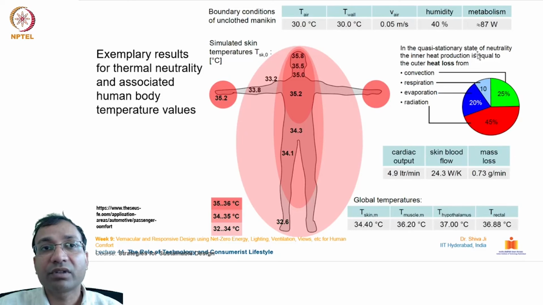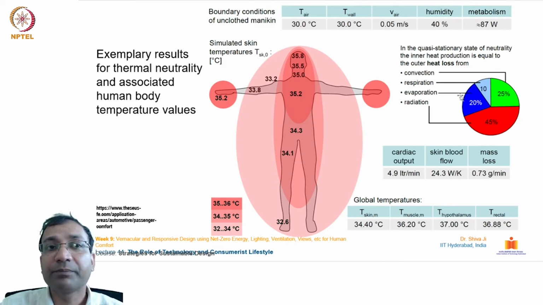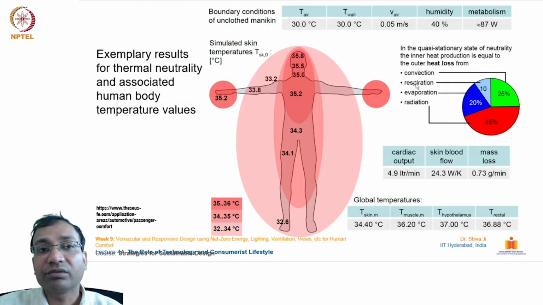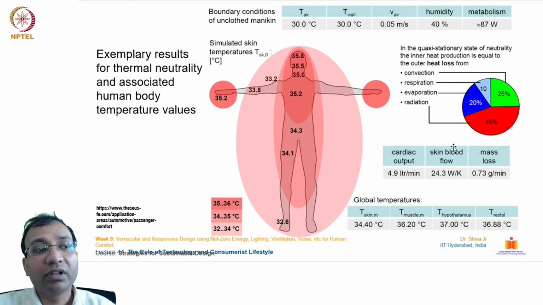So you see, in this quasi stationary state of neutrality, the inner heat production is equal to the outer heat loss from these many sources. Convection up to 25%, respiration 10%, evaporation 20%, and radiation up to 45%. So this is an exhaustive diagram and illustration of how our body's thermal neutrality, the tendency to create an equilibrium in the heat part, works.